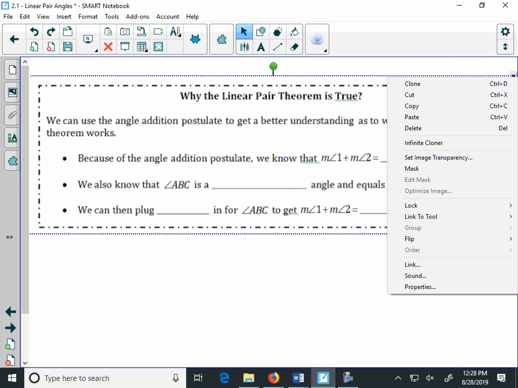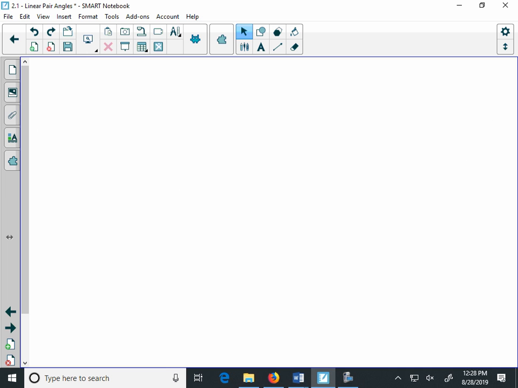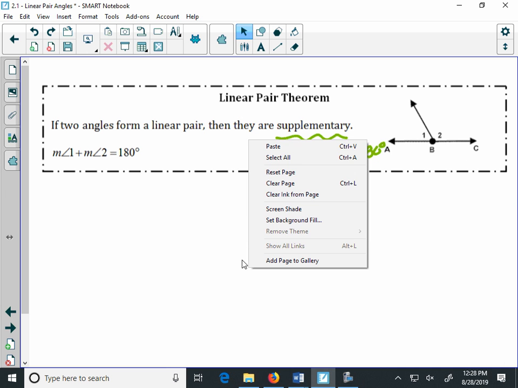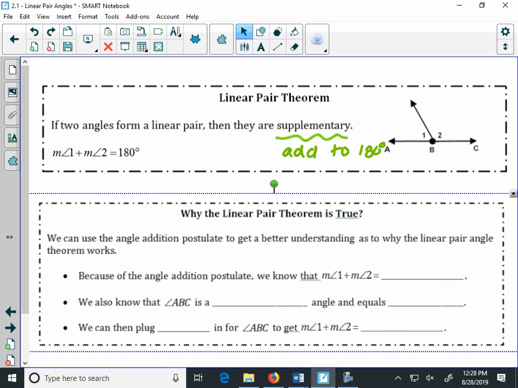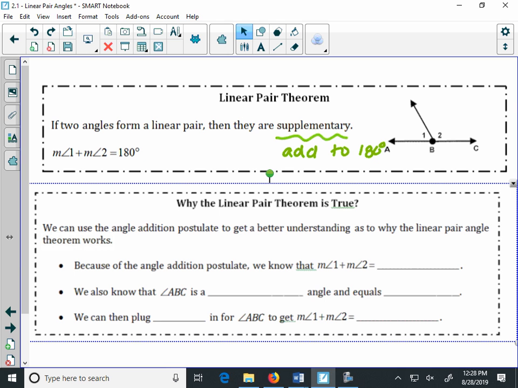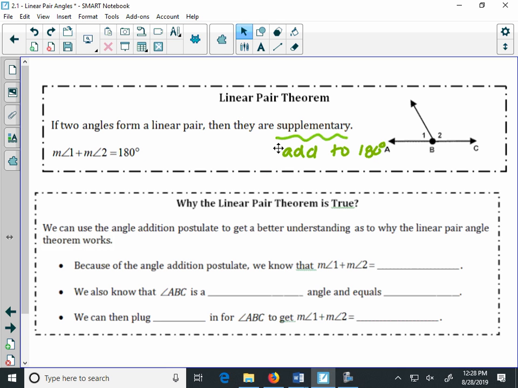I'm going to cut and paste it over. We can use that diagram. We're using that diagram in the top box. Okay. So because of the angle addition postulate, we know angle 1 plus angle 2 equals what big angle? What is the name of that angle? ABC. Okay? So this is the argument that they made.